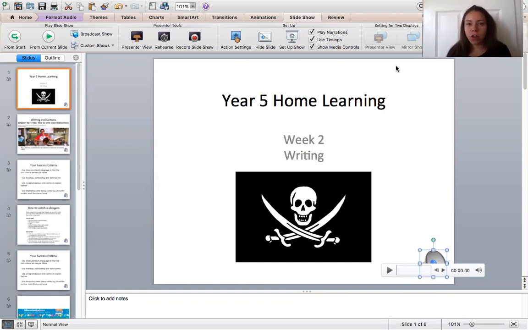And this week, your task is to create a set of instructions. Now, your task for topic is to create a pirate treasure map. And you ought to have done this activity before you have a go at writing your instructions, because your instructions are going to tell us how to do that. However, if you have not completed your topic yet, don't worry. You can write a set of instructions about any activity that you would like to choose.